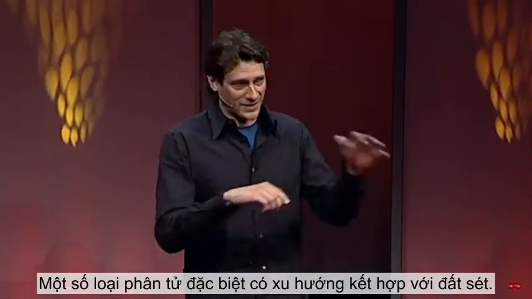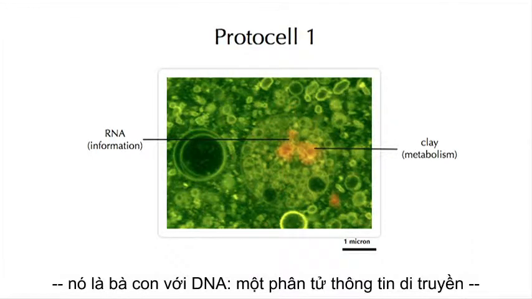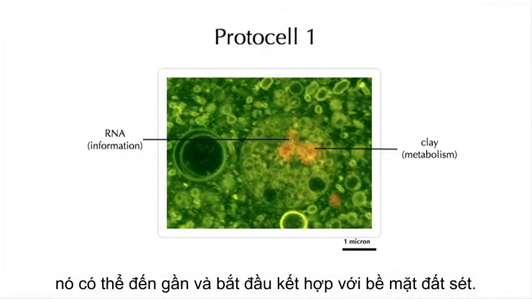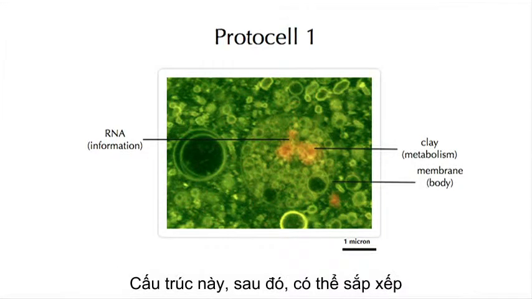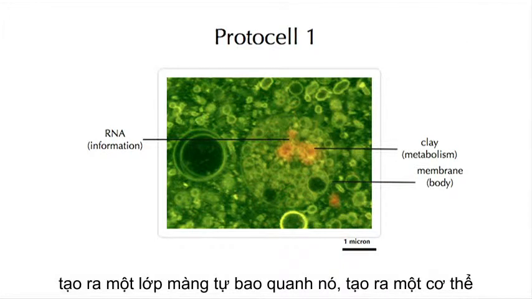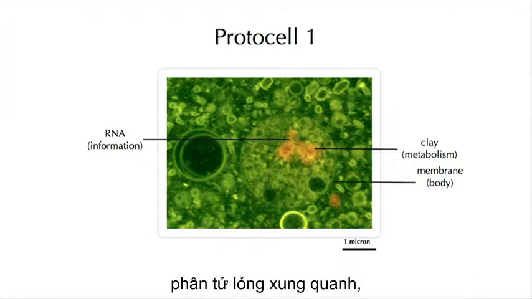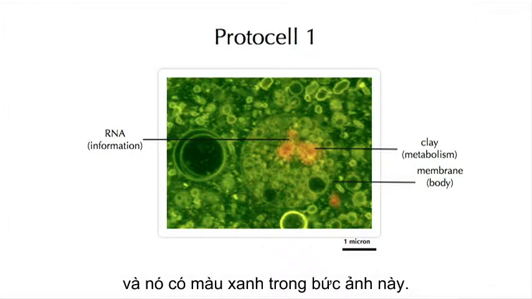Certain kind of molecules like to associate with the clay. For example, in this case, RNA shown in red. This is a relative of DNA. It's an informational molecule. It can come along and it starts to associate with the surface of this clay. This structure then can organize the formation of a membrane boundary around itself. So it can make a body of lipid molecules around itself, and that's shown in green here on this micrograph.